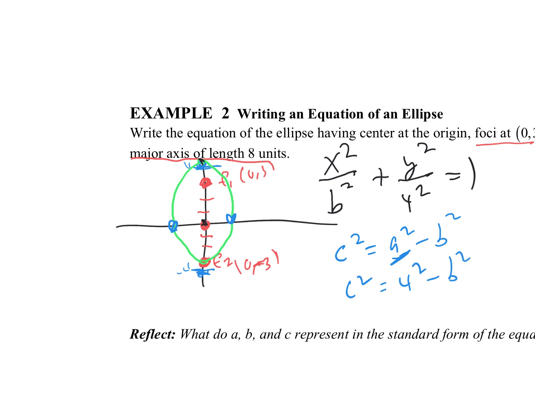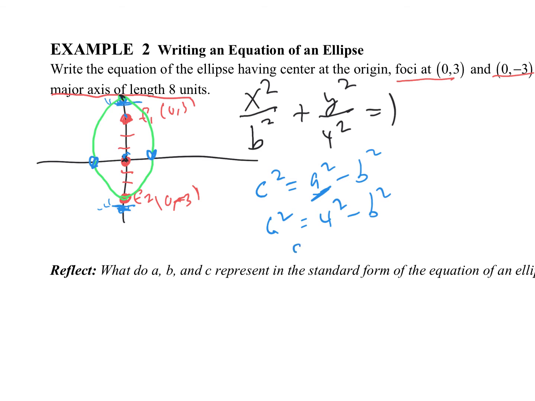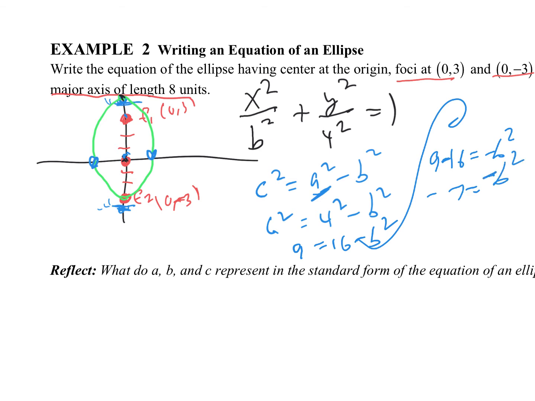But what's c squared? C was the distance from the center to the focal point. That's a 3. So that's 3 squared, or 9, equals 16 minus b squared. 9 minus 16 equals negative b squared. 9 minus 16, that's a negative 7 equals negative b squared. Get rid of the negative: 7 equals b squared, which is what I want. I want b squared. If I keep going and take the square root of both sides, there's nothing wrong with that, but you got to be careful. b is the square root of 7.